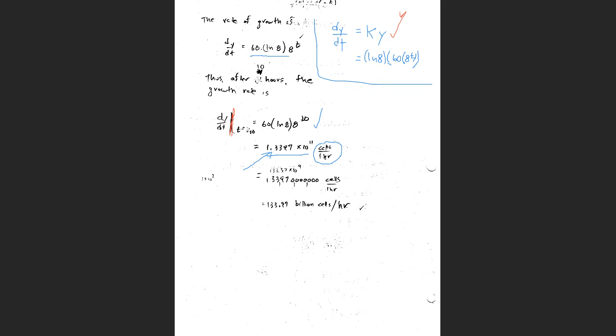That's right, Tyreek, 11. And so you're going to get 133,970,000,000 cells per hour, which is 133.97 billion cells per hour. After 10 hours, that's the growth rate for this bacteria. How many think that's absolutely amazing?